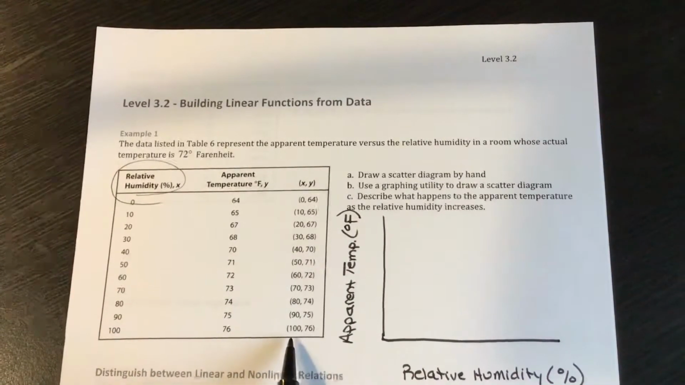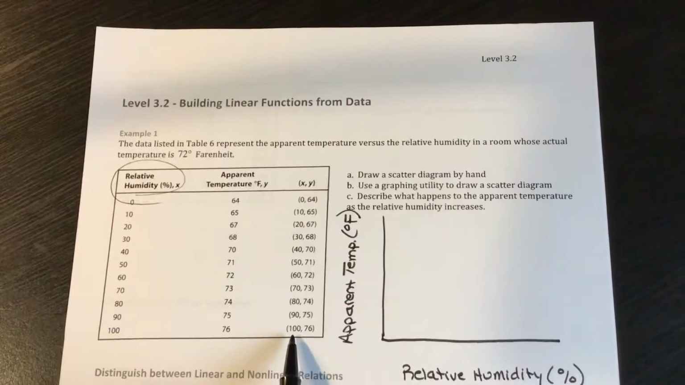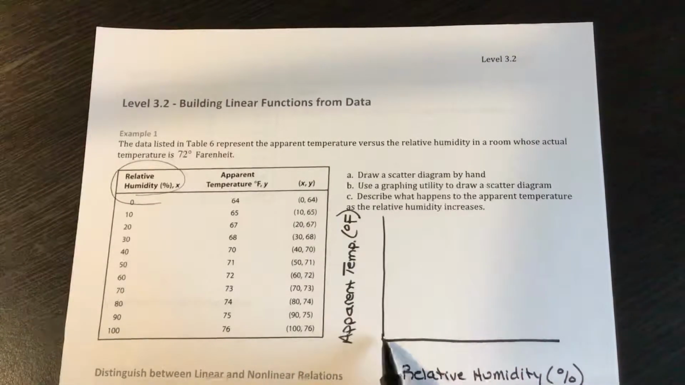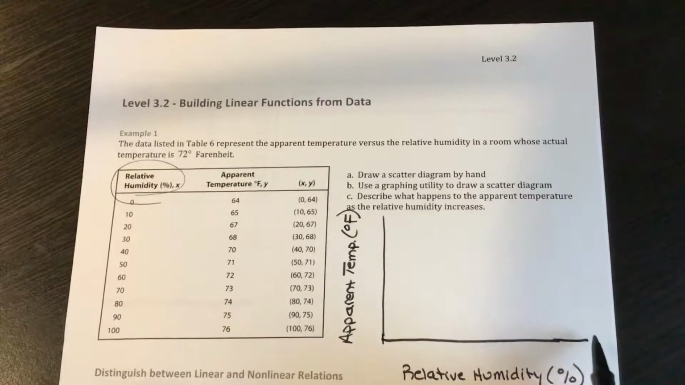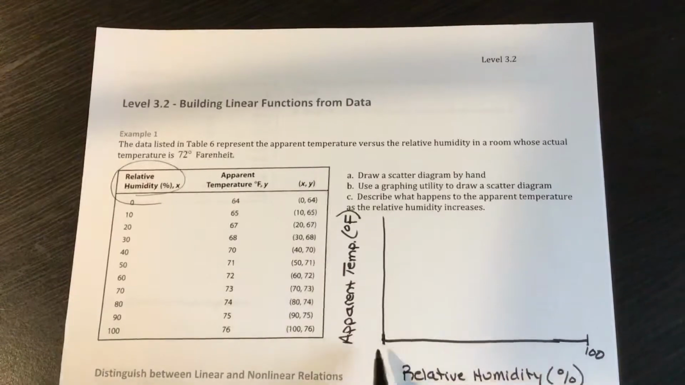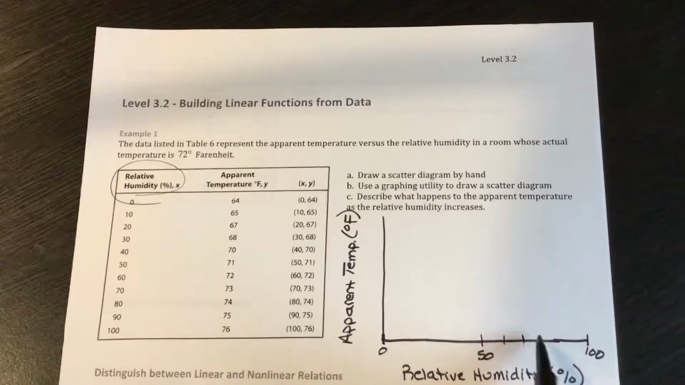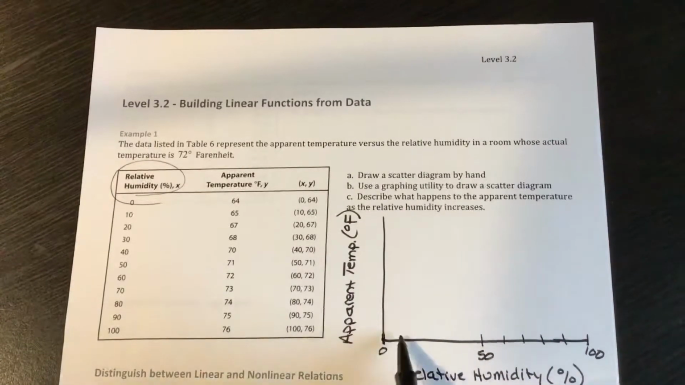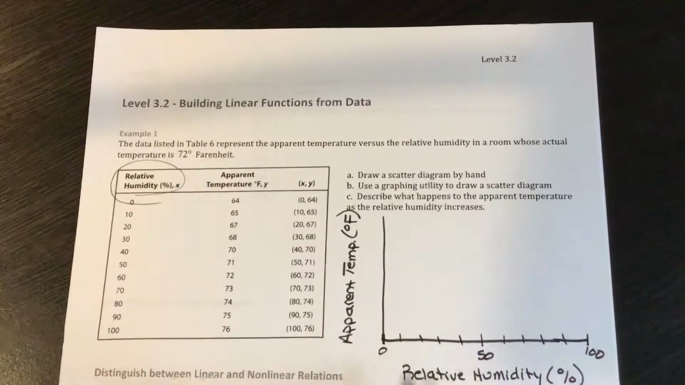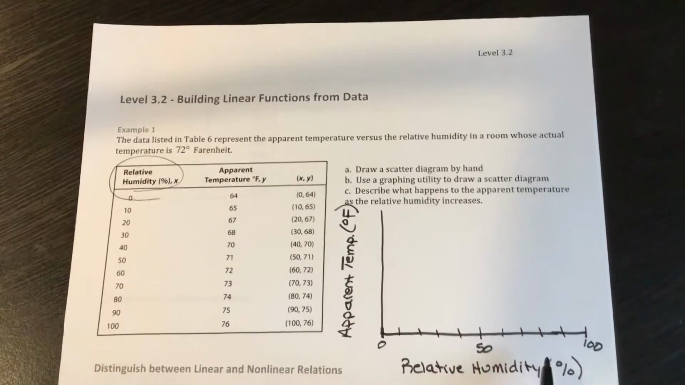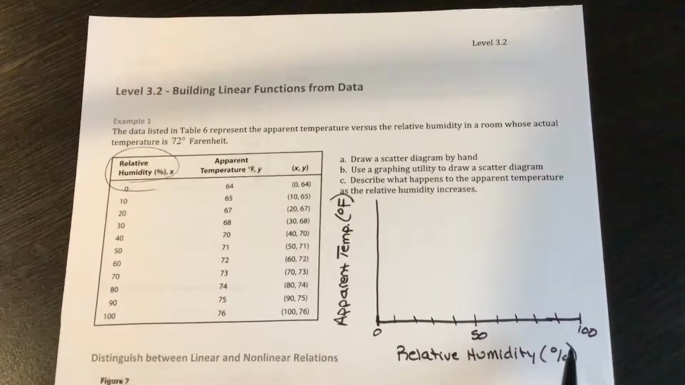If I am labeling my x-axis from 0 to 100, I want to use as much of my axes as I can. So I'm going to say that this is 100, this is 0, halfway in between would be 50, 60, 70, 80, 90, 100, 10, 20, 30, 40. So I have as equal of intervals as I can get on my x-axis, just kind of spreading them out.